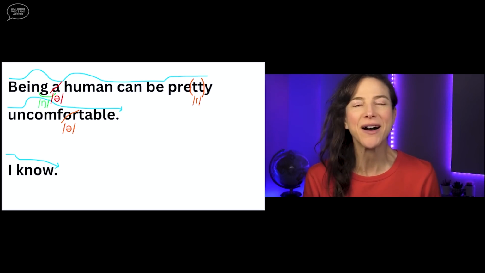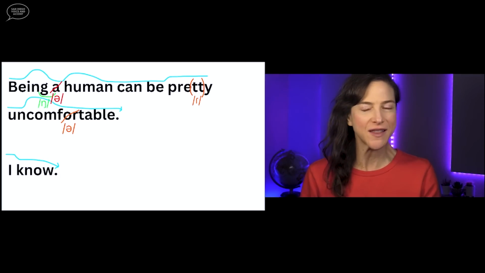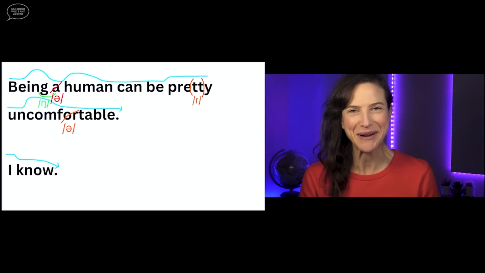Here's sentence number 6. Being a human can be pretty uncomfortable. I know. Okay, now on to the next sentence. So again, we have the creator speaking first, and then we have Barbie with her little line at the bottom.